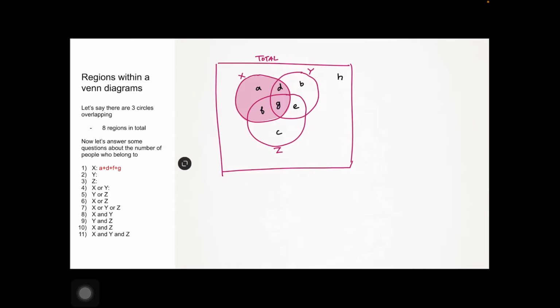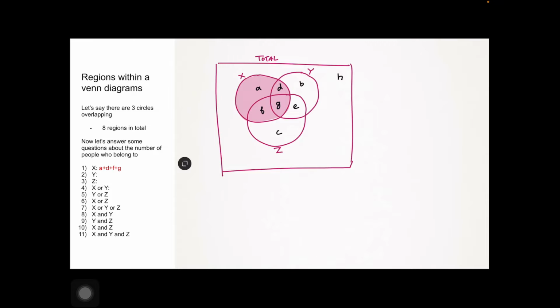Suppose the question was how many people belong to only X, then the answer would have been A. Only X or just X, then A people belong to just X. People who are only inside the first circle but not inside any of the other circles will be A. But here the question is how many people belong to X circle. So all the people inside X circle can be taken: A plus D plus F plus G.